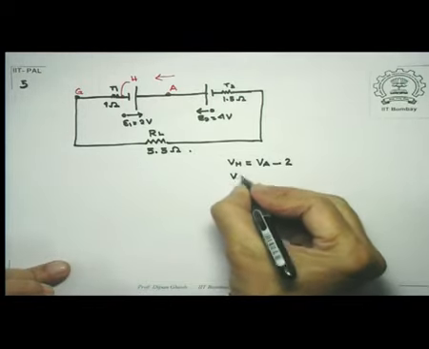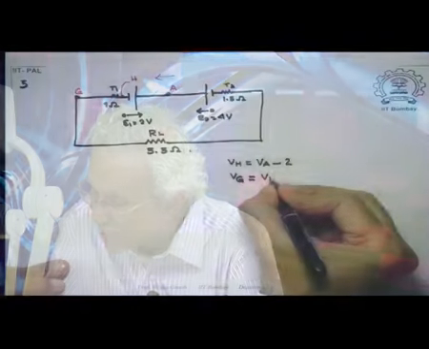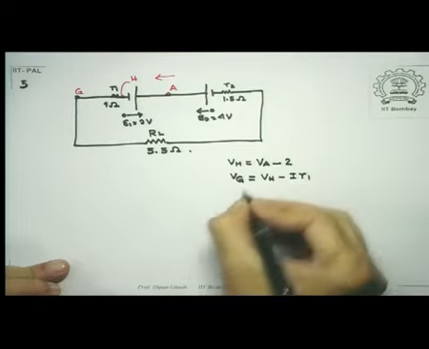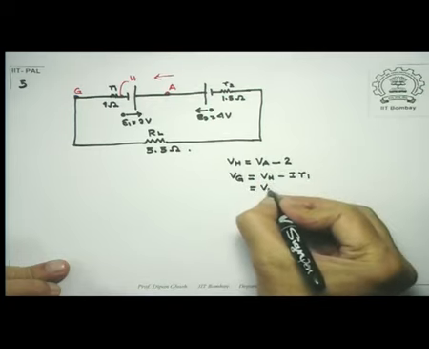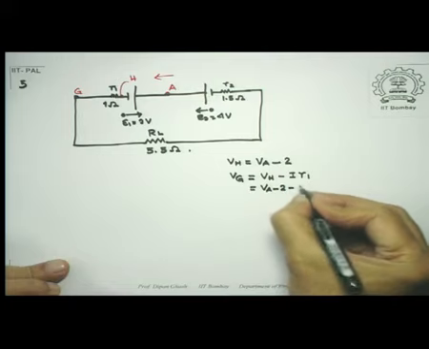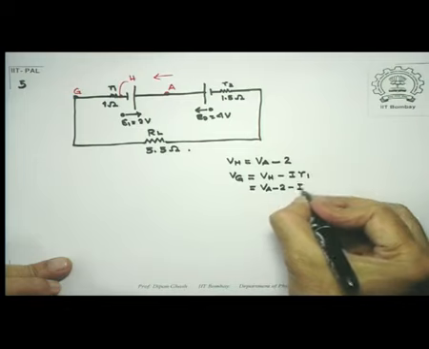Now what about Vg? We have said if you are going in the direction of current, then potential would drop by an amount I times R. So therefore, Vg is equal to Vh minus I times R1, which is equal to Vh is Va minus 2, minus I times 1 ohm. So let's write it as I times R1.